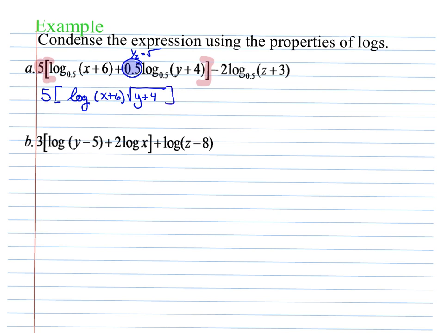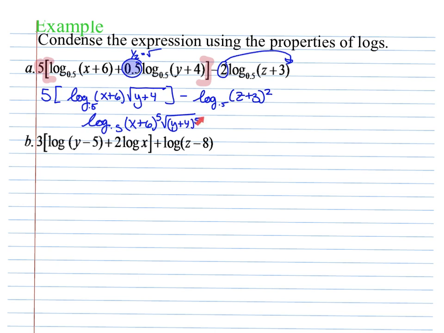Okay. And then we have minus, and we're going to put this to here because that's our exponent. So now we have minus log, and I forgot the 0.5, of 0.5 z plus 3 squared. Then we're going to have log of 0.5 x plus 6 to the 5th power, and y plus 4 to the 5th power.